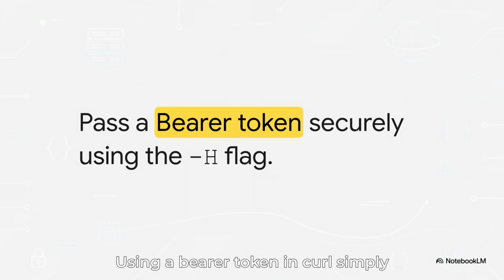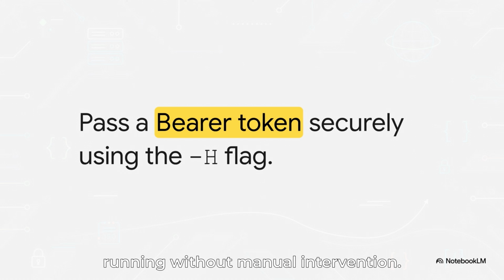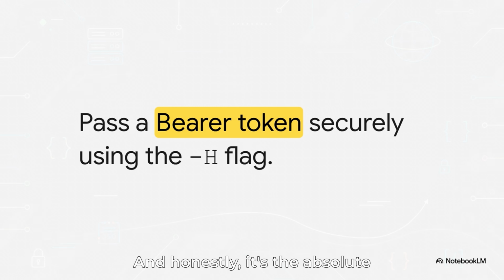Passing a bearer token in curl simply requires adding another -H flag to inject a custom authorization header. We just pass the string Authorization: Bearer followed by the token itself. This approach is highly secure, it keeps your automated scripts running without manual intervention, and honestly, it's the absolute standard for interacting with REST APIs today.